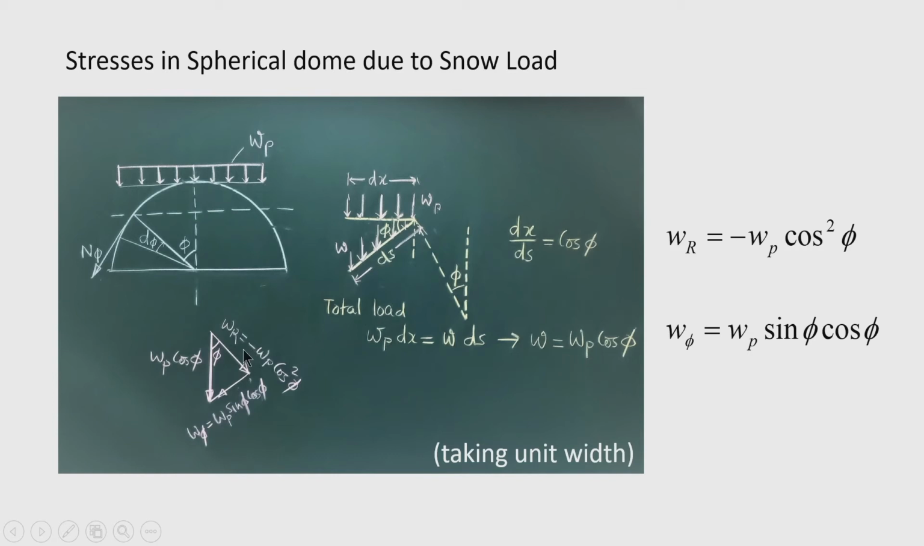So, the load here, this along the surface, that is the vertical load along the surface of the shell, we take W p cos phi, and its component along the radial direction is minus W p cos phi into cos phi. So, minus W p cos square phi, and along the meridional direction it is W p cos phi sin phi. So, W p sin phi cos phi is written here as the component of the load along the meridional direction. Okay. Now, we use the same equation.